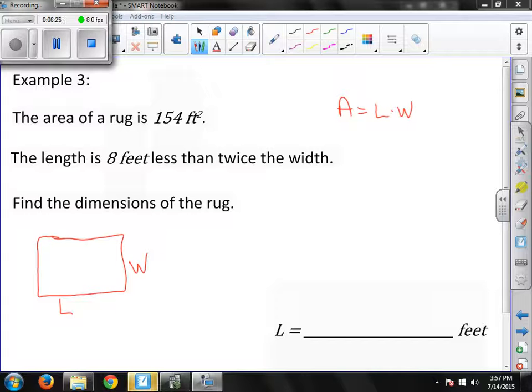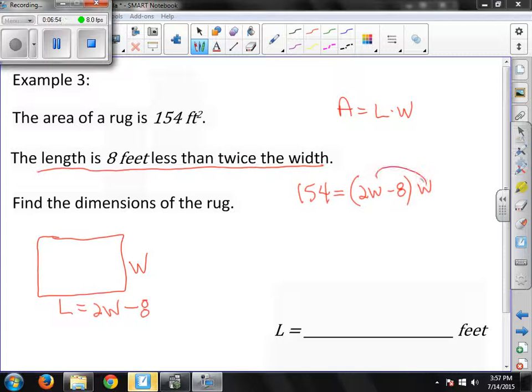I need that formula. So area is 154. Now I'm told this is a more complicated expression. The length is 8 feet less than twice the width. Okay, so I know I'm subtracting 8 from something, and I'm subtracting it from twice the width. There's my length. The length is 2w minus 8 times w. Let's distribute again. 154 is 2w squared minus 8w. I'll subtract the 154 to get it in standard form.